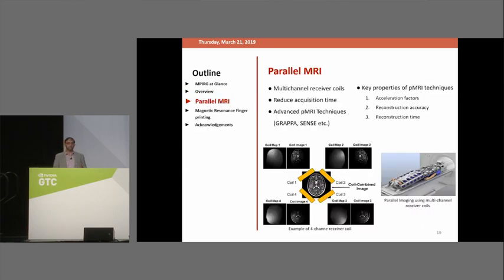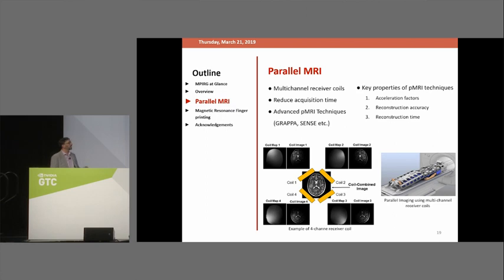So that's where parallel MRI came into existence. Somewhere around 1999, Klaus Prüssmann from ETH Zurich proposed an idea: why don't you use multiple receiver coils to acquire data? That leaves us with a better chance to reconstruct images with fewer acquired samples. So that will help us reduce the scan time.